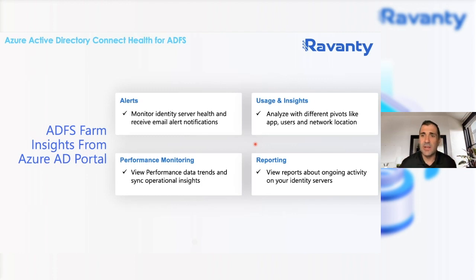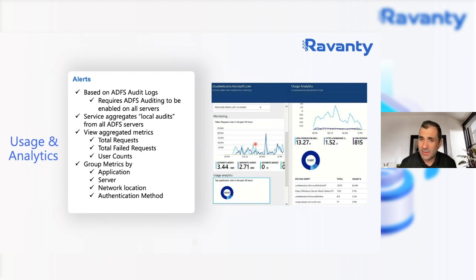It gives you details on usage and insights about your ADFS: who's using what application, how heavy is this usage, and what network locations are the users using them from. So a lot of insights and usage analytics on your different relying party trusts in your ADFS environment. Performance monitoring, so it gives you details about whether your ADFS environment is underutilized or overutilized. So it gives you some of the performance metrics and brings in the reporting capabilities to show you some of that ongoing activity. Now here you'll see some of the usage and analytics. So you see a lot of different things here. You see the total number of requests. You're seeing your different relying party trusts.